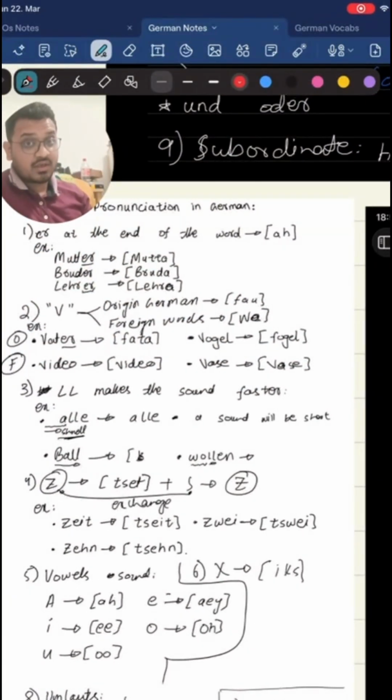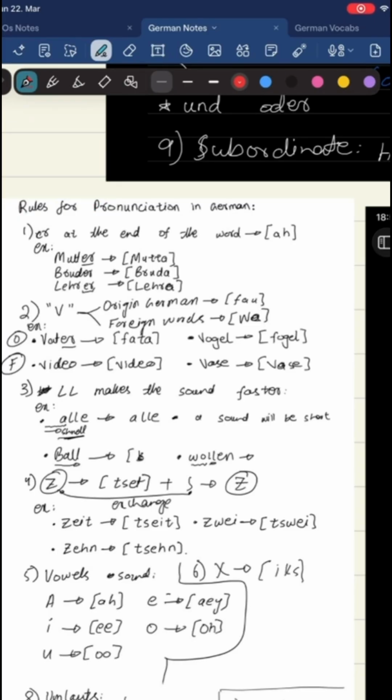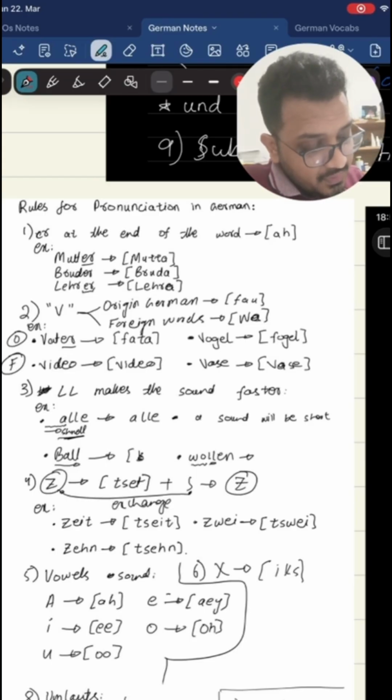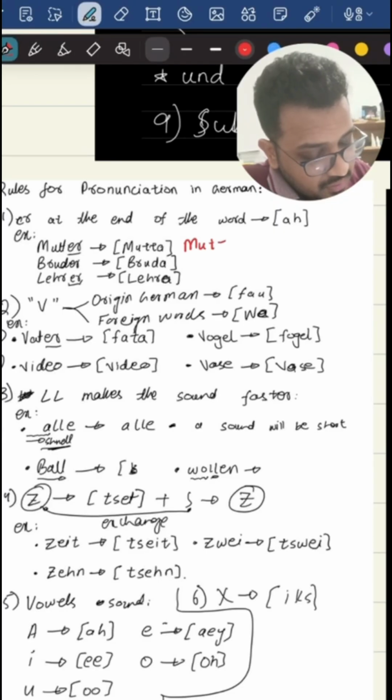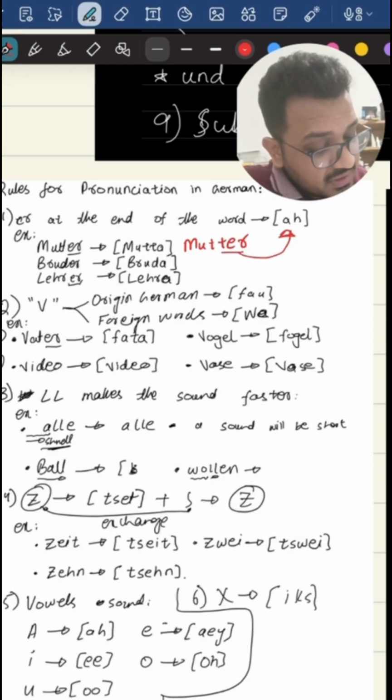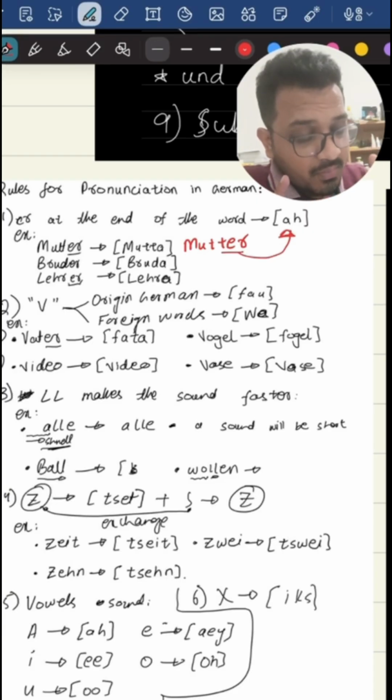And now the crux of this video is the rules for pronunciation in German. So the first is er. At the end of the word, for example, we have the word Mutter. So whenever the er comes at the end of the word, the er sounds as a. So Mutter becomes Mutta, Bruder becomes Bruda, Lehrer becomes Lehra. So the a sound replaces the er whenever the er comes at the end of the word. So that's the first rule that you need to remember.